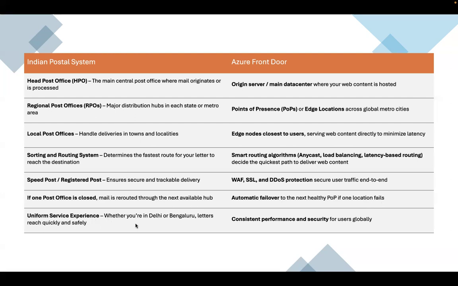Uniform service experience, whether you are in Delhi or Bangalore, letters reach quickly and faster. Consistent performance and security for users globally. So this is an Indian postal system example for Azure Front Door. Basically, the takeaway is that there are different points of presence and edge nodes. Here it is a local post office, and here we have edge nodes. They are actually serving the users who are near. So that's the takeaway from this example.